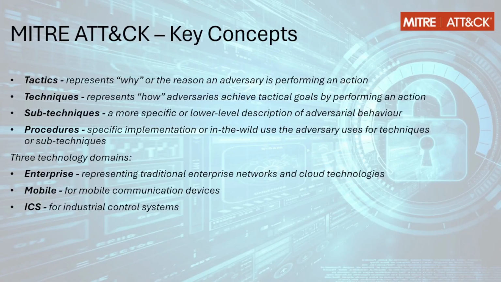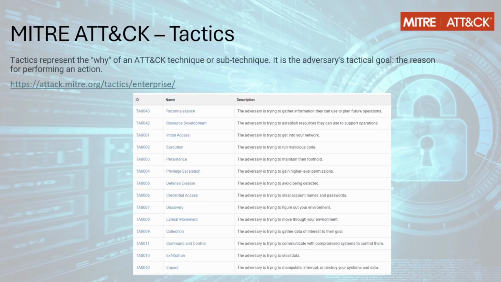ATT&CK is organized in a series of technology domains, the ecosystem an adversary operates within. Currently there are 3 technology domains: enterprise, which represents traditional enterprise networks and cloud technologies; mobile, for mobile communication devices, and ICS for industrial control systems. Within each domain are platforms, which may be an operating system or application, for example, Microsoft Windows. Techniques and sub-techniques can apply to multiple domains.